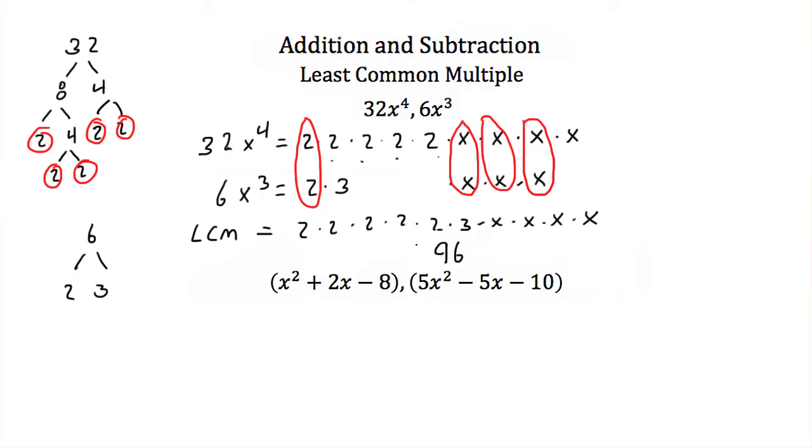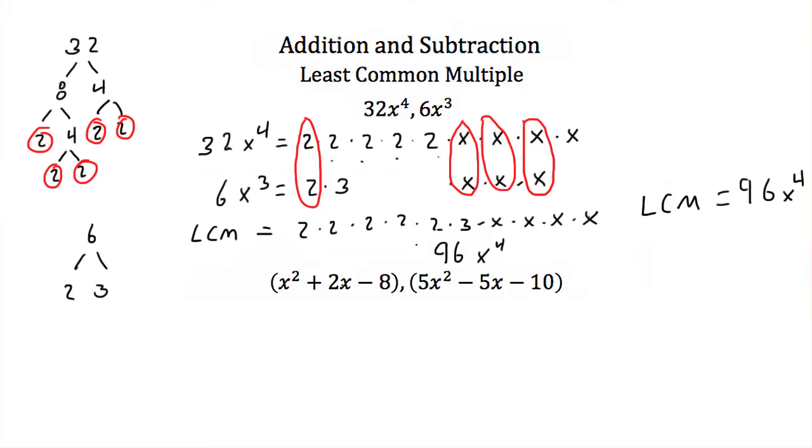And then x times x times x times x, or x to the fourth. So our least common multiple for these two numbers would be 96x to the fourth. This works for polynomials too. Say we wanted to find the least common multiple of x squared plus 2x minus 8 and 5x squared minus 5x minus 10. Well, first we want to factor these.